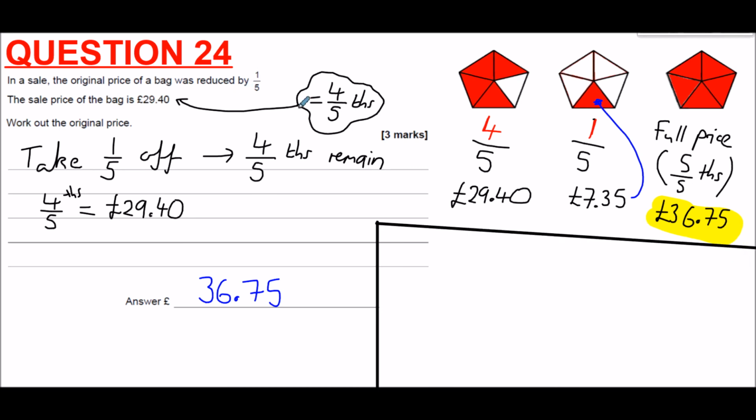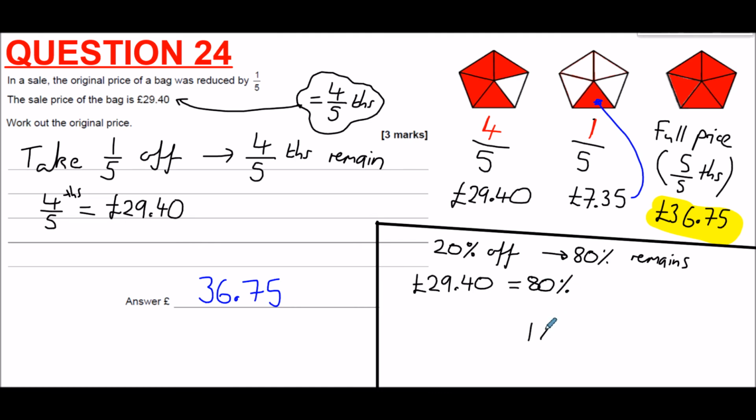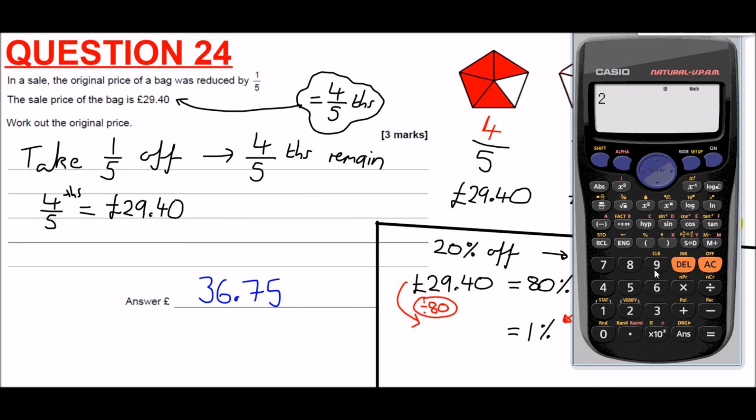So imagine it said reduced by 20%. If 20% comes off, that means 80% would be left, so 80% remains. And so the sale price of £29.40, if the question had given it to you as a percentage, would represent 80% of the original price. From here, we could work out what 1% is. To go down from 80 to 1, any number divided by itself is 1. So we could divide 80 by 80 to find what 1% is. But if we divide this side by 80, we'd need to do exactly the same to the other side and divide this one by 80 as well. And so £29.40 divided by 80 would tell us what 1% of a price is.